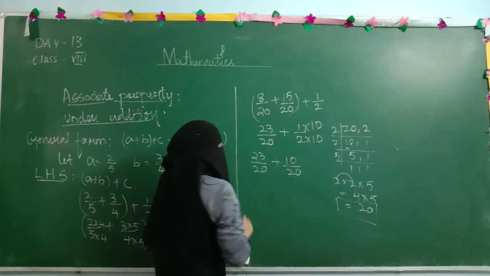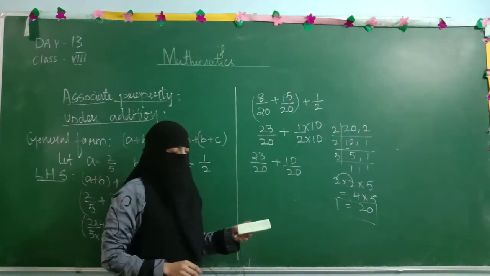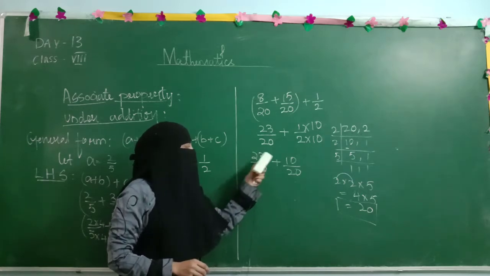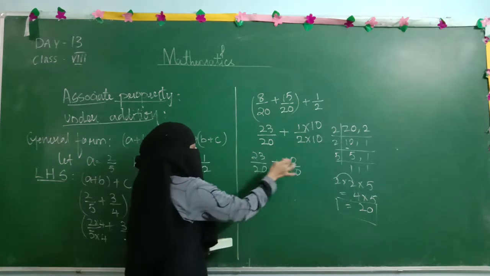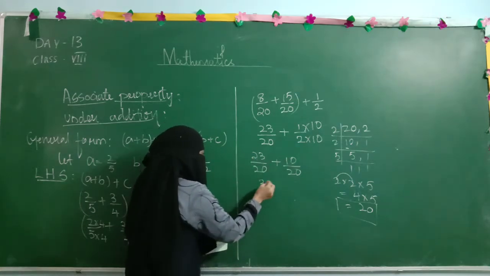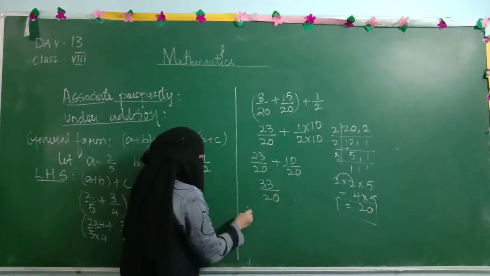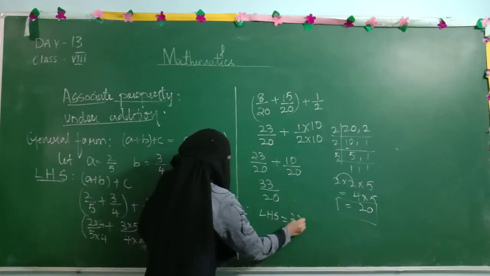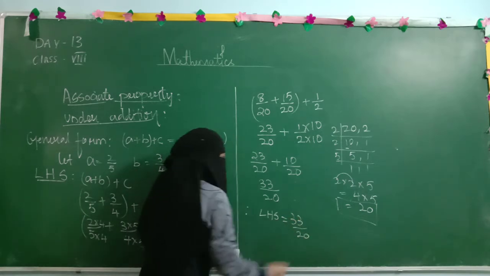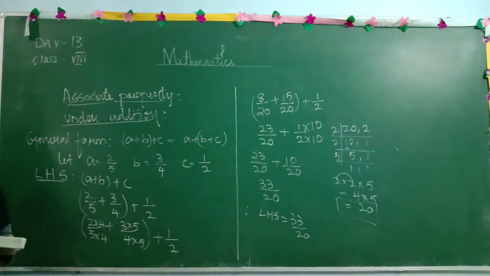is 20. Again you find that the denominators are the same, so directly we add the numerators. So 23 plus 10, how much? 20 plus 10, 33. Very good. It is 33 by 20. Therefore how much did you get? LHS equals 33 by 20. So the next step is we are going to check the RHS also. What RHS part are we going to get?